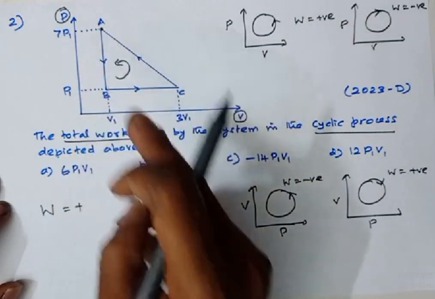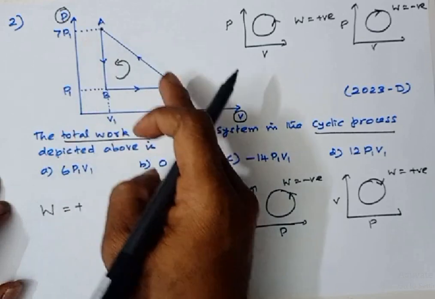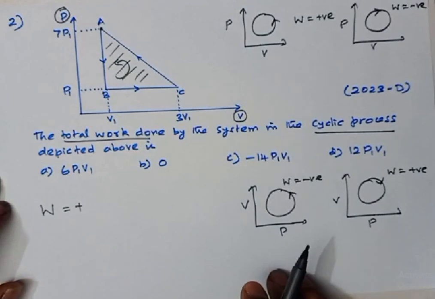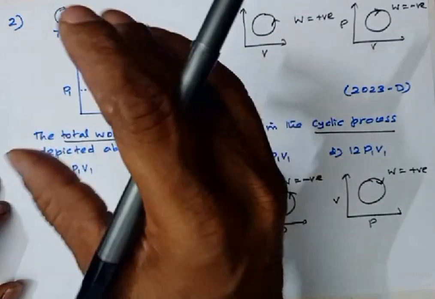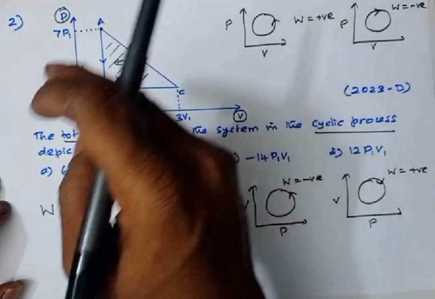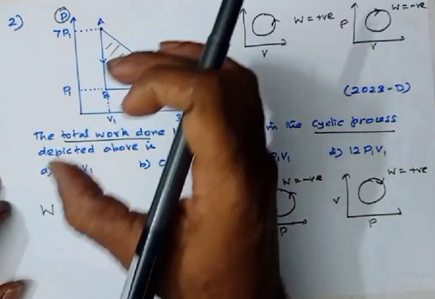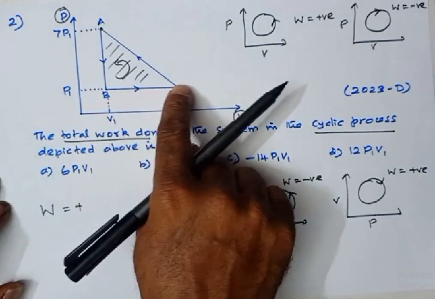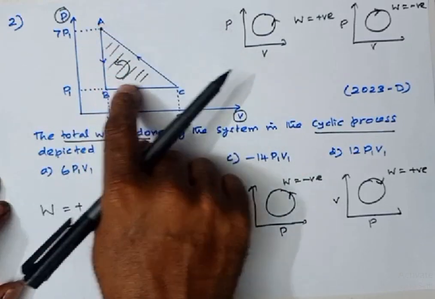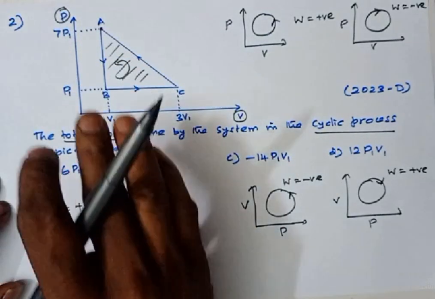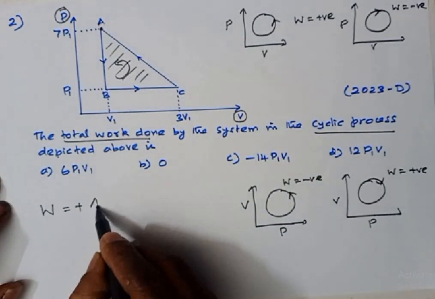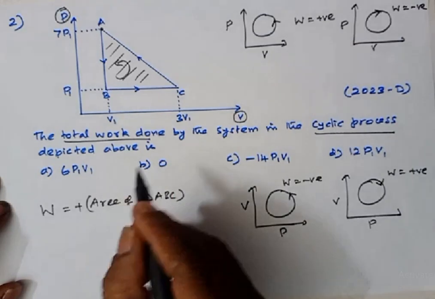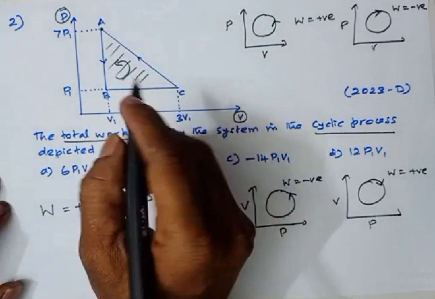Now listen, to find total work done, see the shape of the cyclic process. Now it is a right angle triangle. The area under this triangle will give you the total work done. In a PV diagram, if a cyclic process occurs, then the area covered by the cycle will give you the work done. So in this case, the cyclic process occurs in a right angle triangle manner. Therefore, the total work done is nothing but equal to the area of triangle ABC. In this case, the triangle is a right angle triangle.